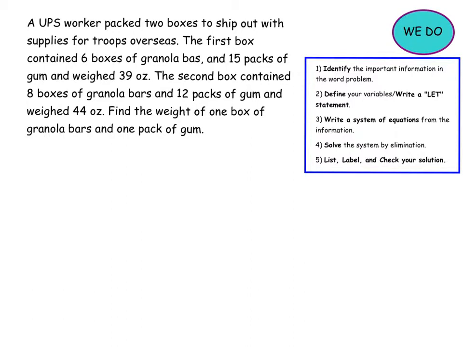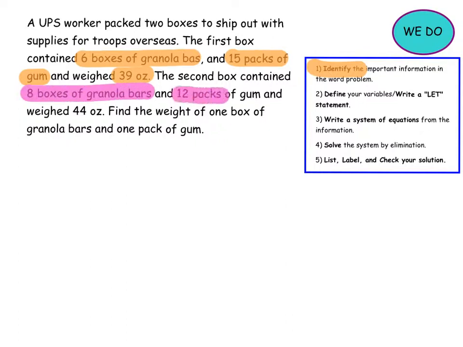The next problem is going to work the same way. So we are going to first read and identify important information. A UPS worker packed 2 boxes to ship out with supplies for troops overseas. First box has 6 boxes of granola bars, 15 packs of gum, and it weighs 39 ounces. The second box has 8 boxes of granola bars, 12 packs of gum, and it weighs 44 ounces. And we are asked to find the weight of 1 box of granola bars and 1 pack of gum.